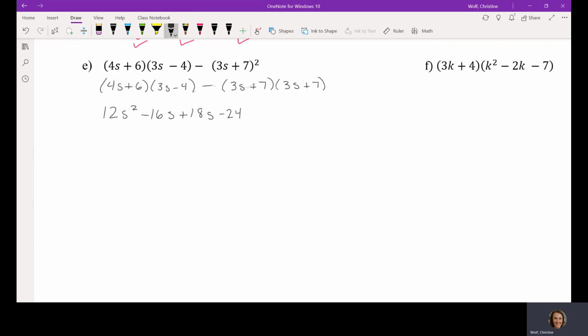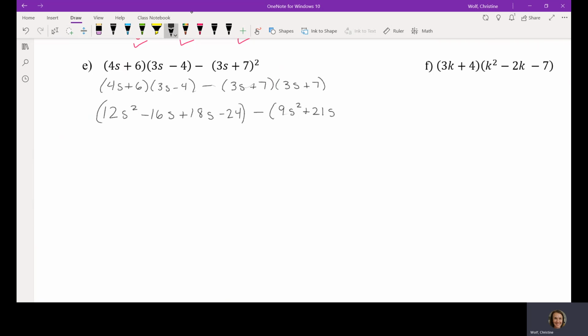And then I want you to keep both of your answers in brackets just to kind of keep them separated still, okay? Then I'm minusing, and now I'm going to do the second set of multiplication. So 3s times 3s is 9s squared. 3s times 7 is positive 21s.